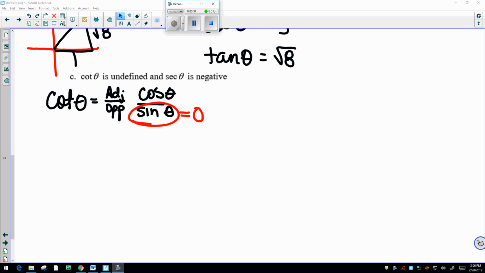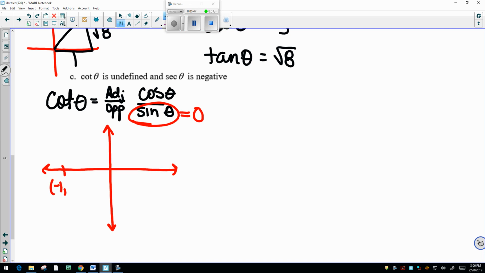So with sine being 0, what that's telling us is that it's got to be on an axis. It's got to be a quadrantal angle. Sine being the y value of our coordinate, that gives us two options. So it looks like it's either going to be here at (-1, 0), or it's going to be here at (+1, 0).